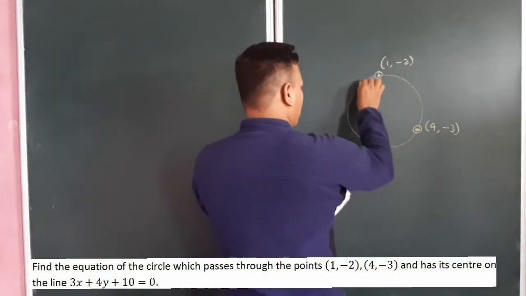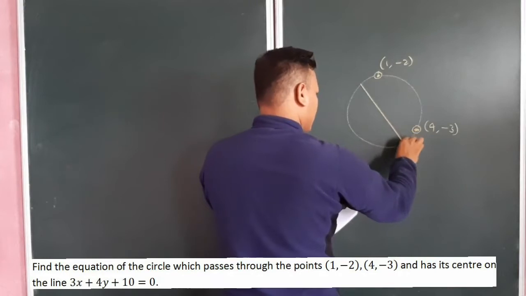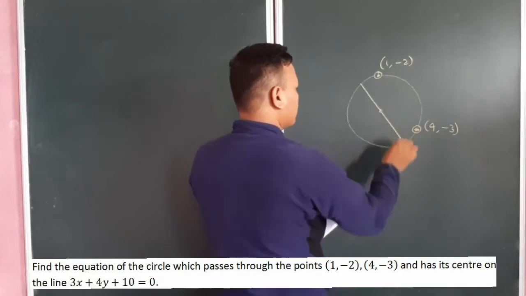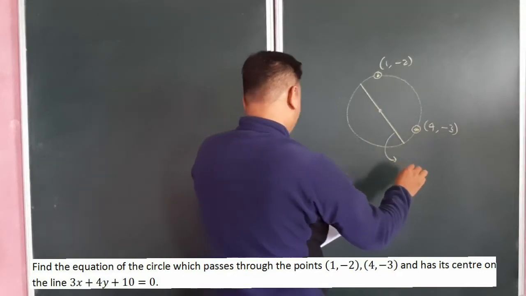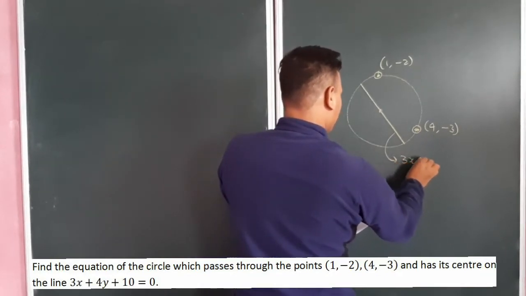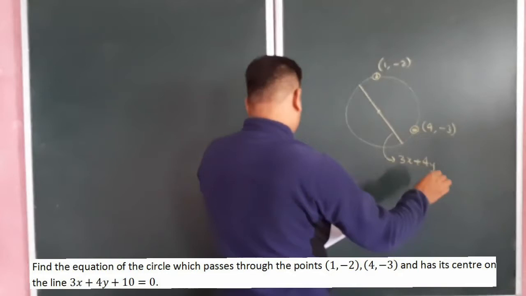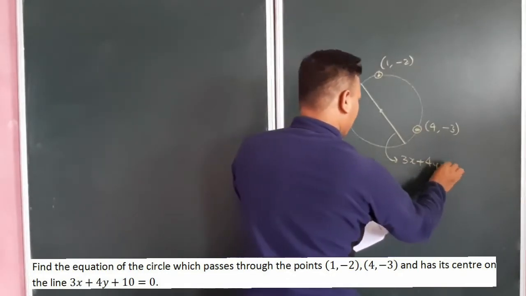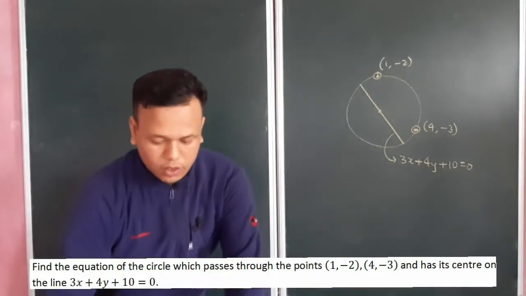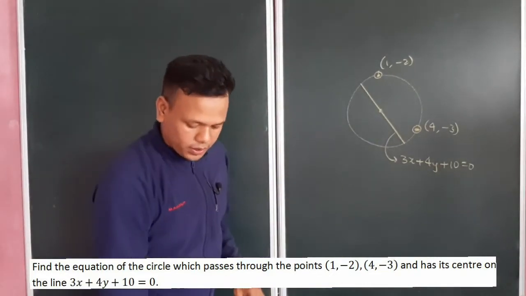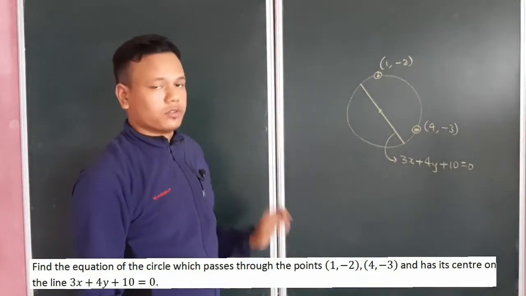So if this is the line with the center here, then the equation of this line is given to be 3x plus 4y plus 10 equals 0. I hope the question is clear to you. We need to find the equation of this circle.